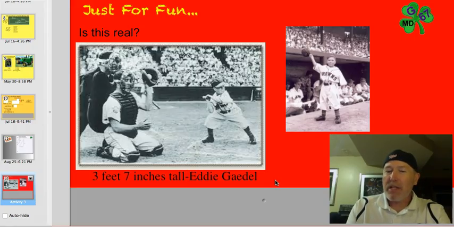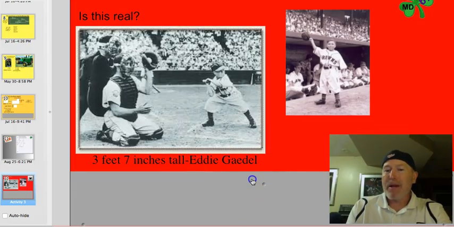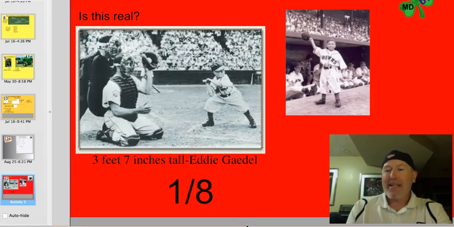Now you're wondering how this relates to scale factor? Guess what Eddie Gaedel's number was? Your dads or moms might know. 1/8, it said on the back of his jersey. Kind of funny, huh? I knew I'd tie that in to scale factor.